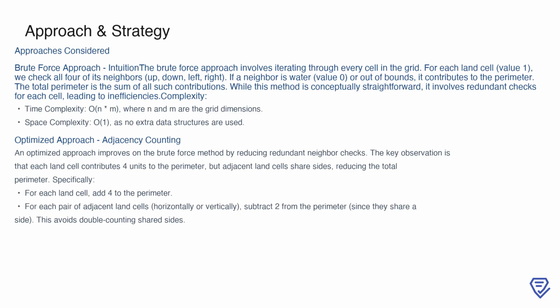To solve the island perimeter problem, we first considered two approaches. The brute force approach is quite intuitive. We go through every cell in the grid. For each land cell, which is represented by the value 1, we check all 4 of its neighbors: up, down, left, and right. If any of these neighboring cells is water, represented by the value 0, or if the neighbor goes out of the grid's bounds, it contributes to the perimeter. While this method is simple and easy to understand, it involves redundant checks for each cell, which makes it inefficient.